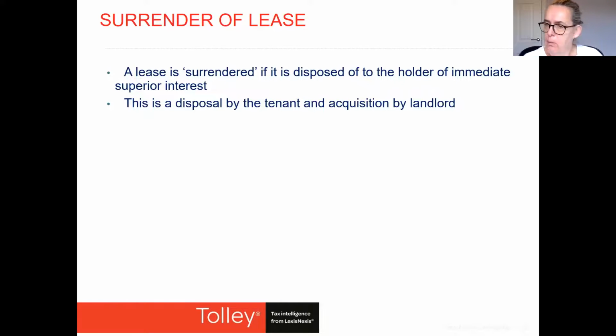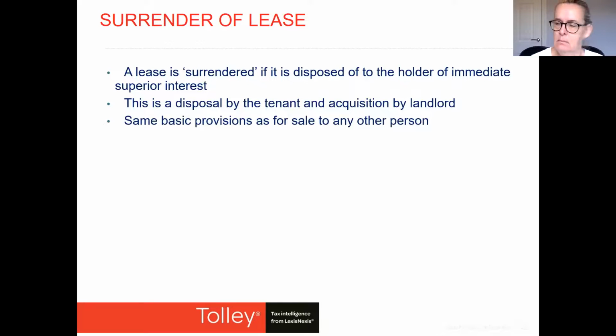So the landlord might want to get rid of the tenant because they want to sell the property. The tenant, it might be onerous. They might want to downsize. You don't know why. But this is where we have a transaction which involves a termination effectively of the lease before its final point. So to a certain extent, because it is just a disposal and an acquisition, notwithstanding that the lease will disappear at the point at which it is transferred back to the reversionary interest holder, it's the same basic provisions as for other persons, but there are tweaks.